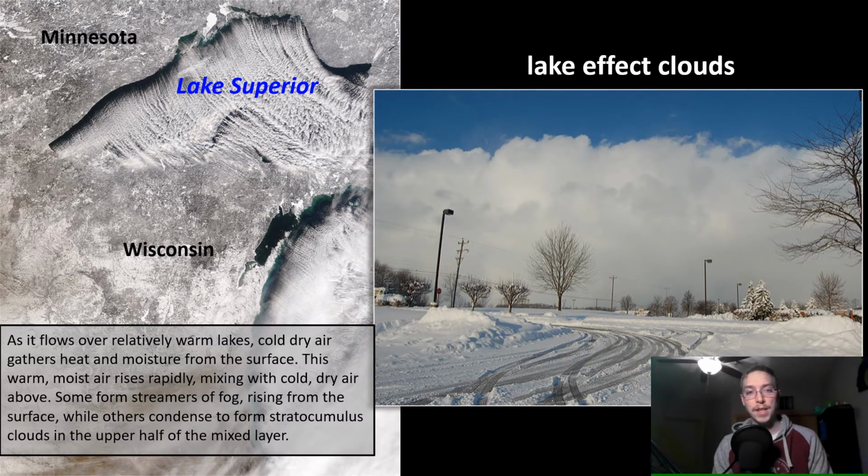So here the general idea is as air flows over the relatively warm lakes, for example, Lake Superior, Lake Michigan in the winter times, the cold, dry air gathers heat and moisture from the surface. This warm, moist air rises rapidly, mixing with cold, dry air above. Some form these streamers of fog. You can kind of see those curved linear features for the most part coming off of Lake Superior from the northwest towards the southeast. Some of these form streamers of fog rising from the surface, while others condense to form stratocumulus clouds in the upper half of this mixed layer.